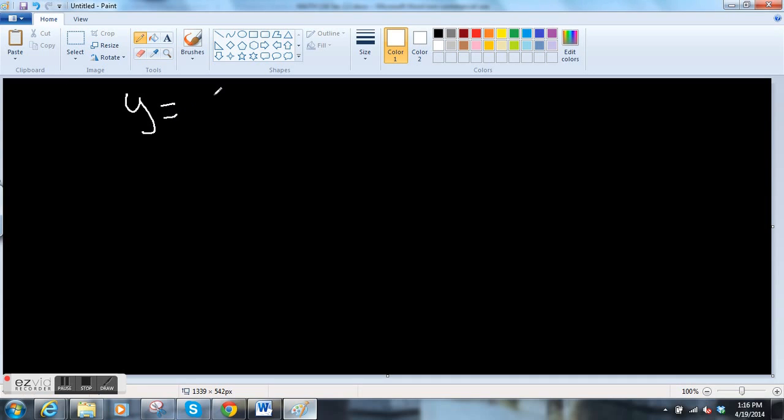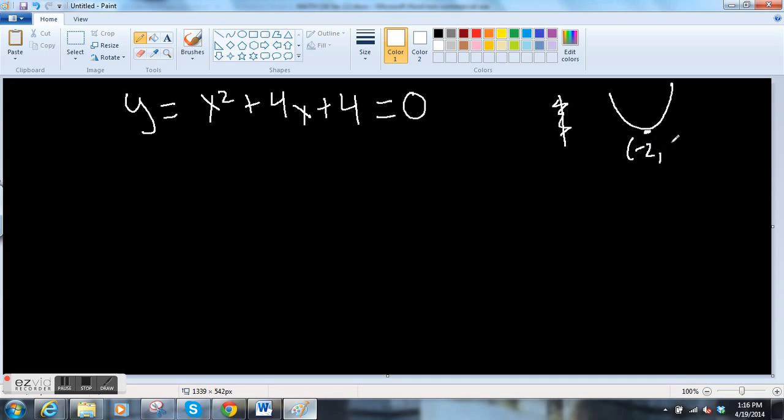We say, well, this is what we were doing in section 2.1. Y equals x squared plus 4x plus 4. That's going to be equal to 0. So the question's basically saying we have some parabola that looks like this. We know that this point is negative 2 and 0. So where does it cross the x-axis?